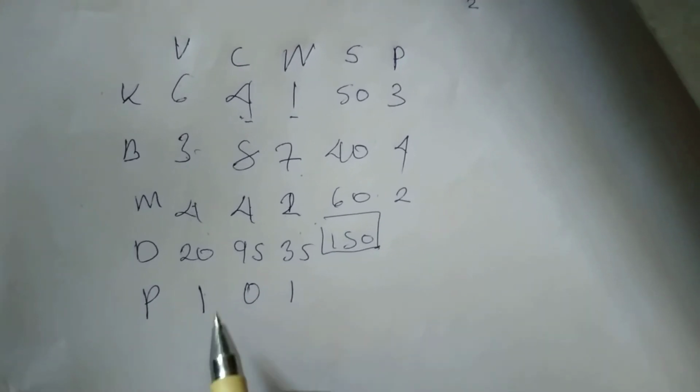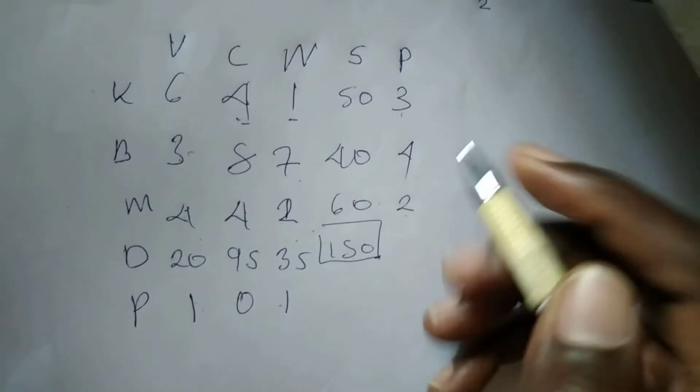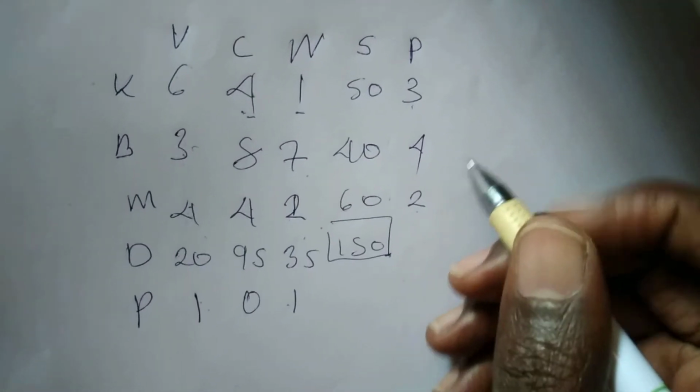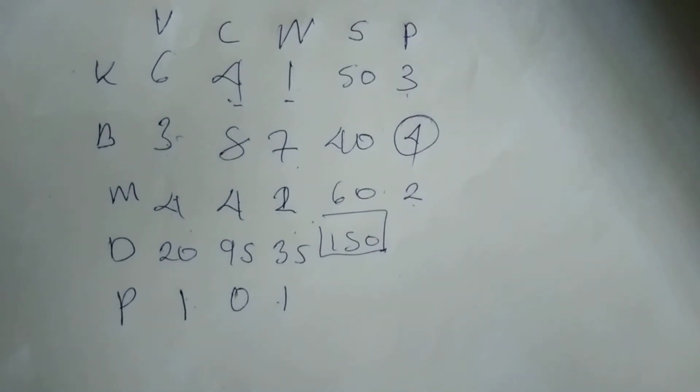So in our first penalty, for the columns we have 1, 0, 1. In our rows, we have 3, 4, 2. We said pick the maximum. So our maximum penalty is 4. So we are actually taking 4.